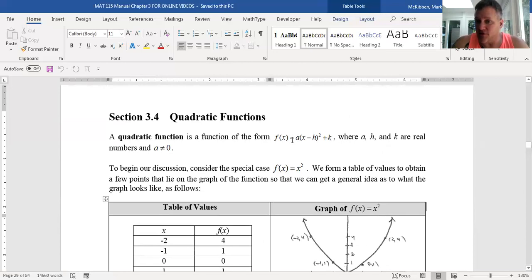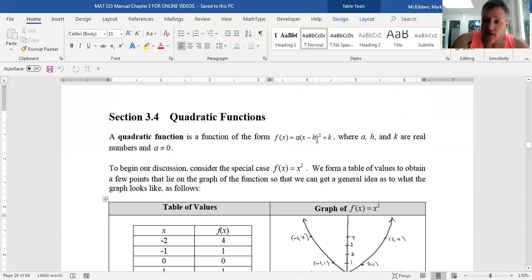This a value, if it's negative, it's going to flip over the x-axis, so the parabola will open down. If it's positive, it opens up. And if it's larger than 1 or between 0 and 1, it has that squeezing and compressing factor.